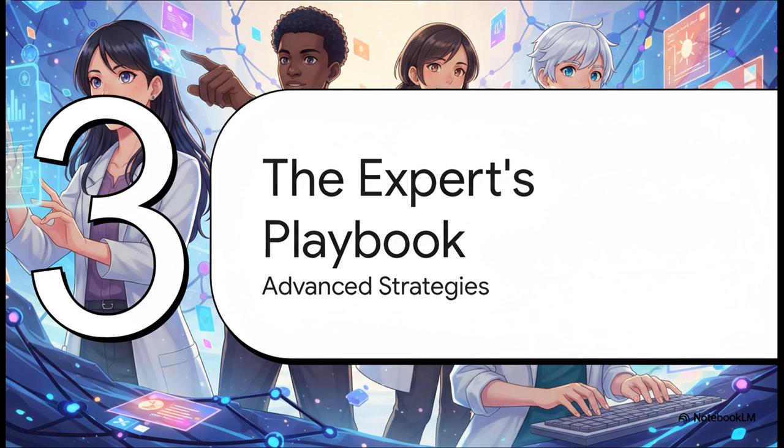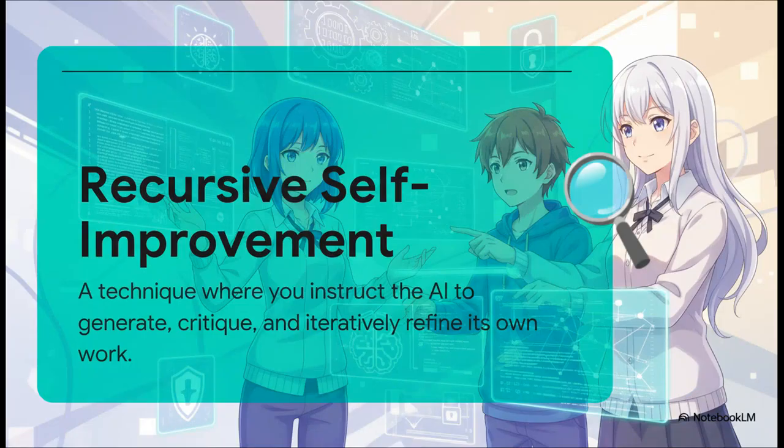All right, once you've got the basics of structure and constraints down, it's time to level up. We're getting into some really cool advanced strategies now. Techniques that treat the AI less like a vending machine and more like a creative partner. So check this out. It's a technique called recursive self-improvement. This is where you tell the AI to not just write something, but to then critique its own work based on your rules and then make it better. It literally becomes its own editor, refining its output in cycles.